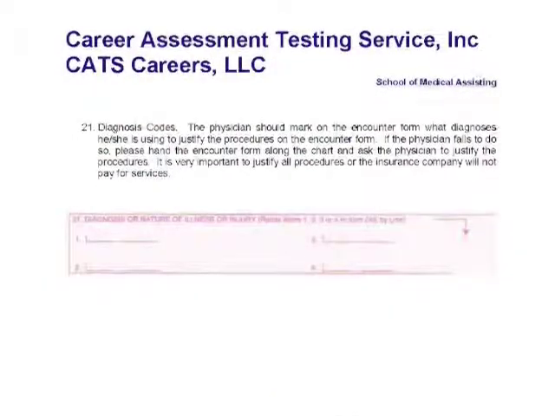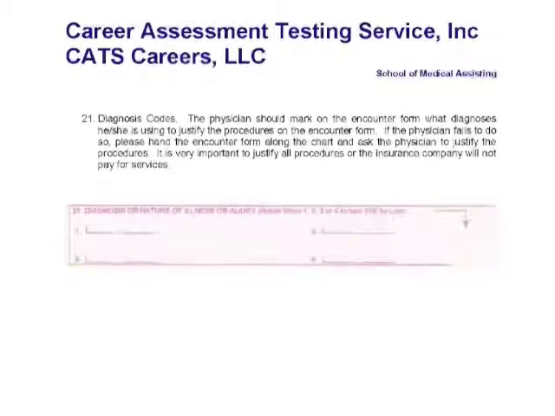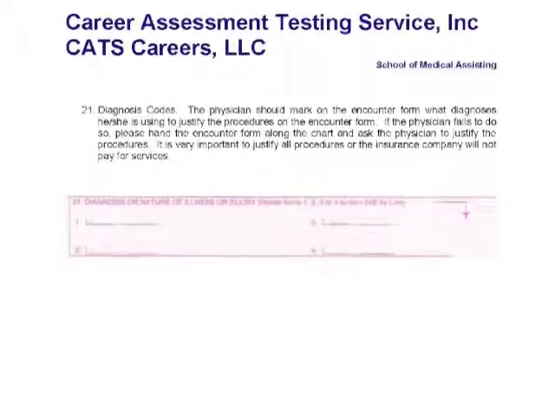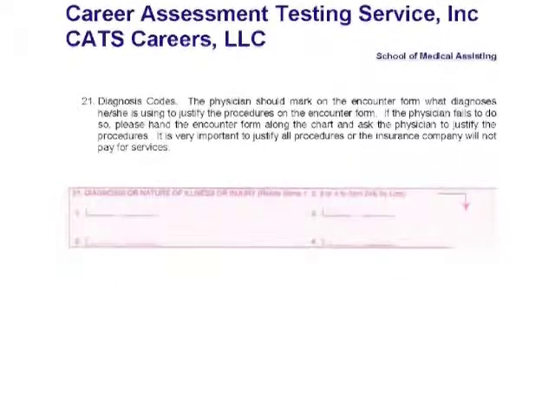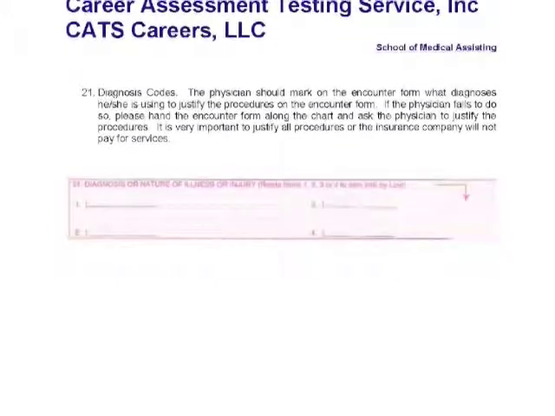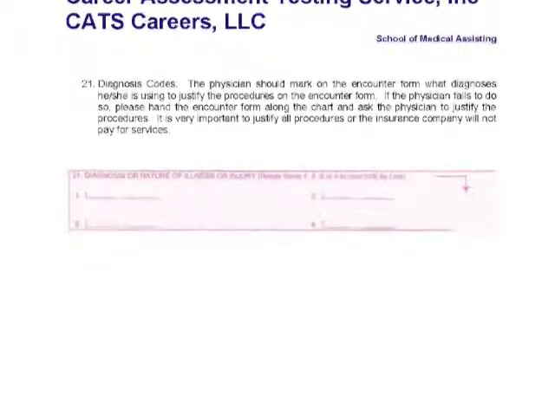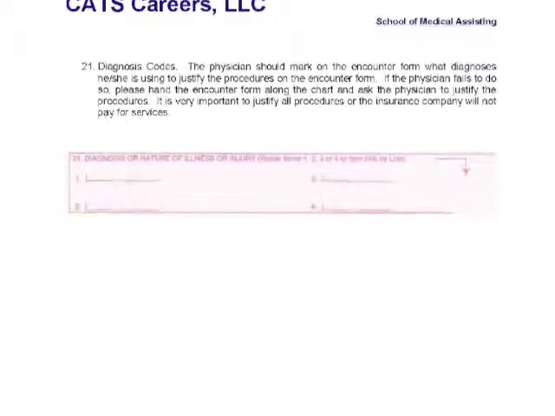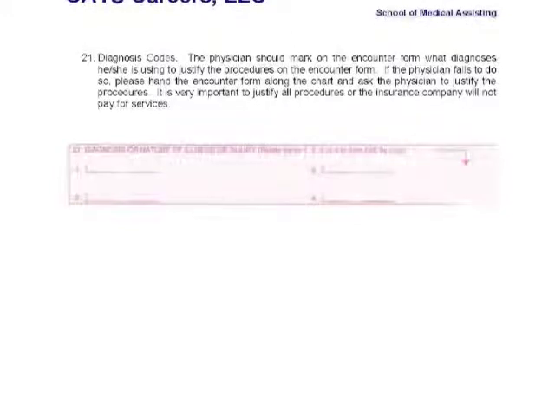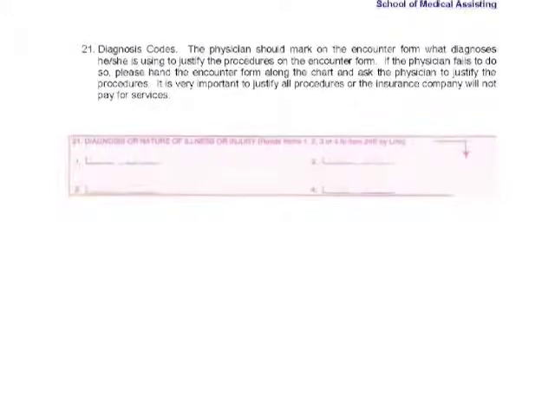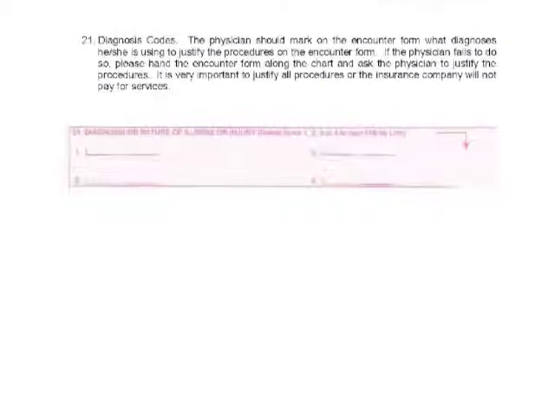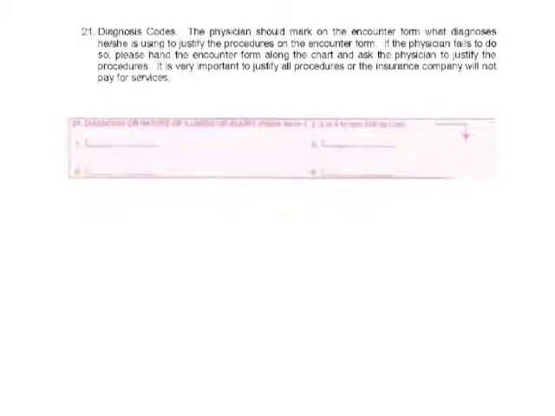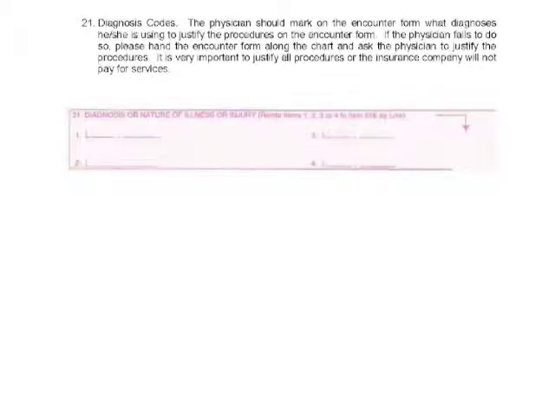Block 21, diagnosis codes. The physician should mark on the encounter form what diagnoses, and diagnoses with an ES is plural, IS is singular, he or she is using to justify the procedures on the encounter form. If the physician fails to do so, please hand the encounter form along with the chart to the doctor and just ask them to justify the procedures. It's very important to make sure they justify all procedures so the insurance companies will actually pay for the services.